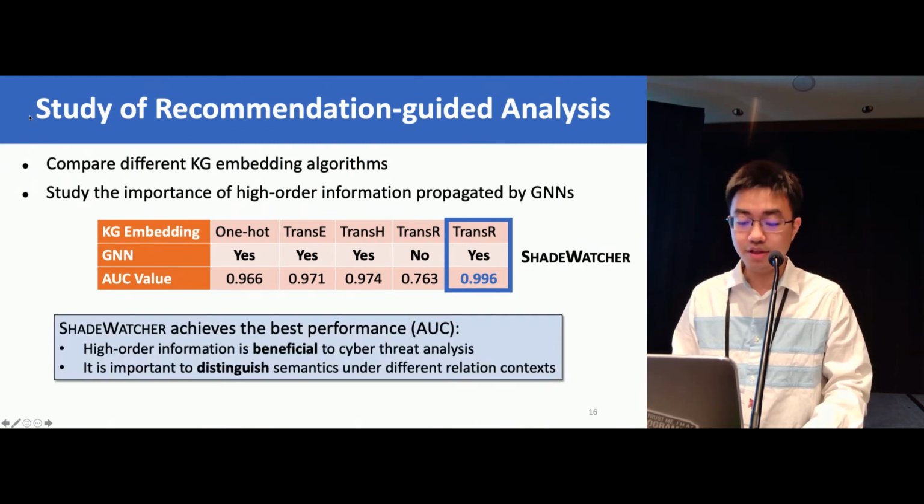We observe that ShadeWatcher achieves the best performance in terms of the AUC values, which implies that high-order information is beneficial for cyber threat analysis. And it's important to distinguish different semantics for system entities under different relation contexts.